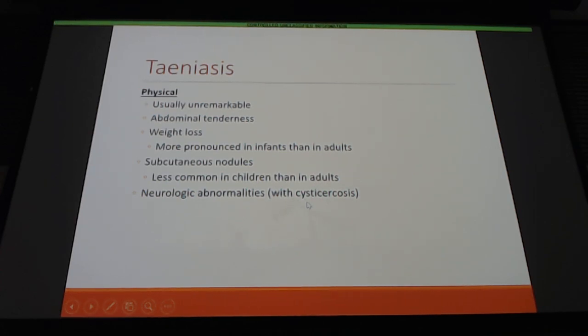If we do go down cysticercosis, and it does make it to your brain, it will cause some neurologic abnormalities or symptoms. But when we talk about cysticerci, we'll talk about that later.